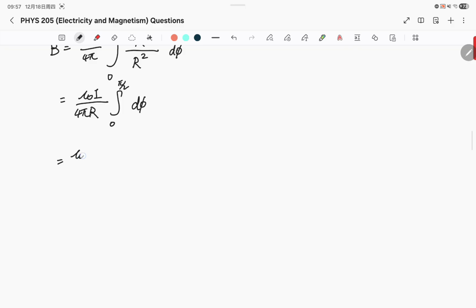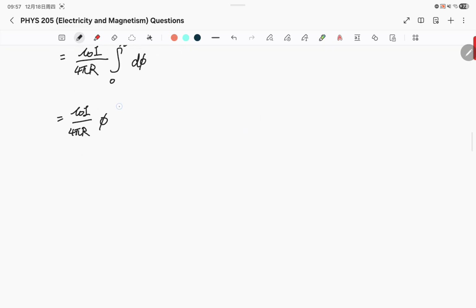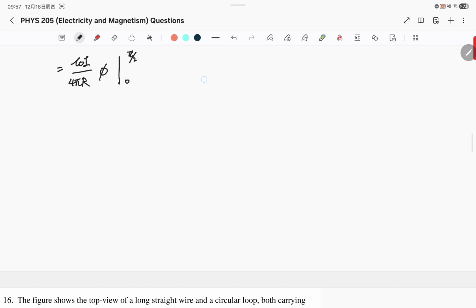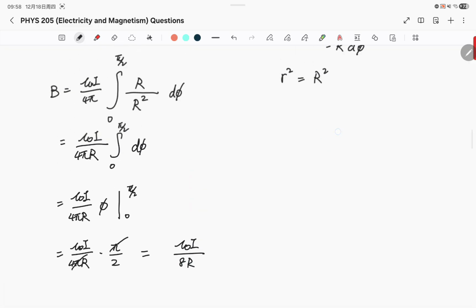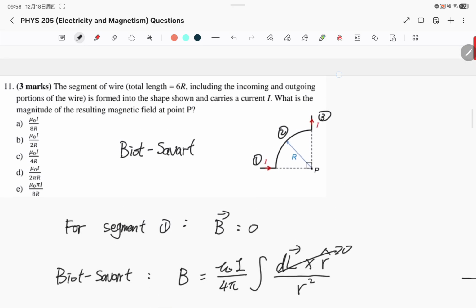And that integral is just phi. And we're going to evaluate at 0 and pi over 2. So we just plug in the value of pi over 2 into phi, times pi over 2. The pi's cancel out, and we get mu naught I over 8r. What option is this? Mu naught I over 8r, that's A.